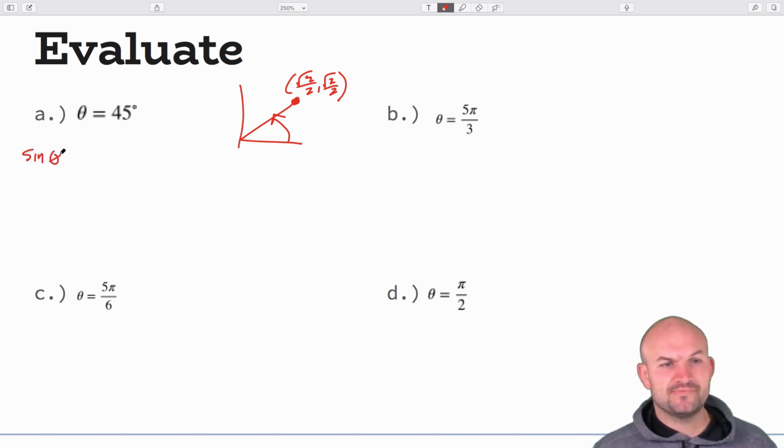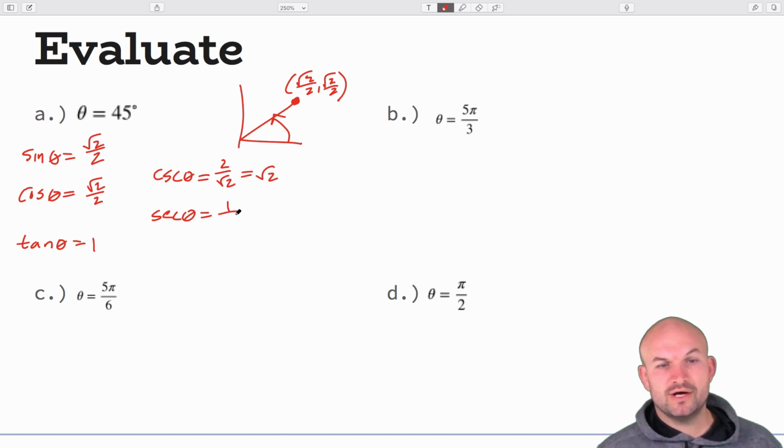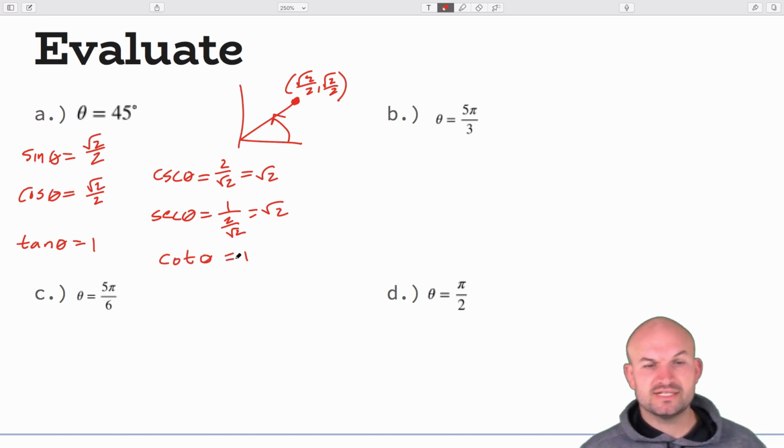So sine of theta is going to be the y coordinate, square root of 2 over 2. Cosine of theta is going to be square root of 2 over 2. Tangent of theta is going to be 1, right? Because y over x is just 1. Cosecant of theta, you can reciprocate these, right? 2 over square root of 2. Hopefully you recognize that's just the square root of 2. Or you could do the secant of theta. You could say that's equal to 1 over square root of 2 over 2, but again, when you do the math, you get square root of 2. And then the cotangent of theta is equal to 1.